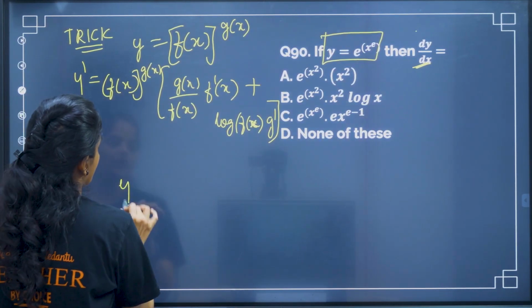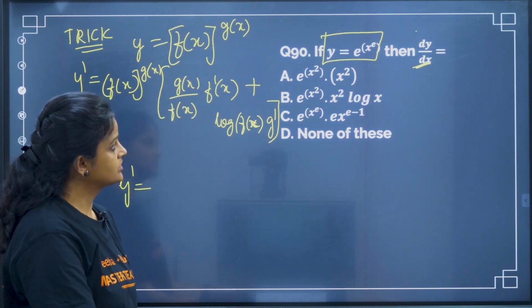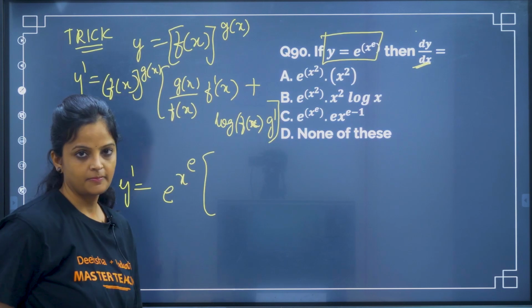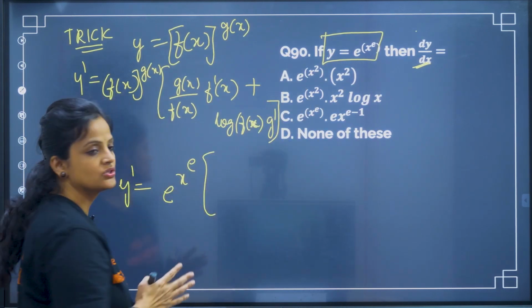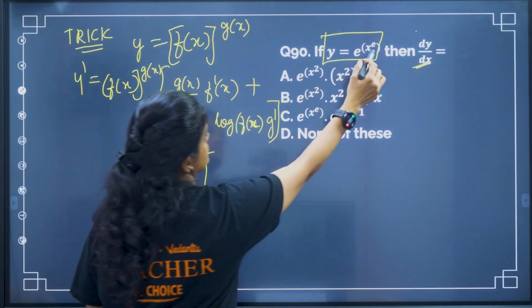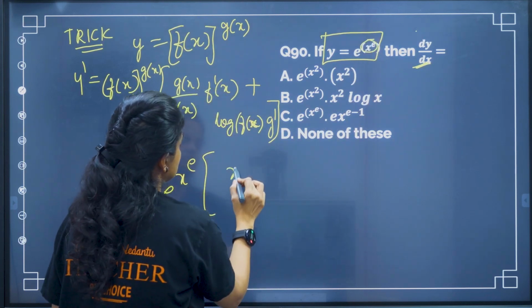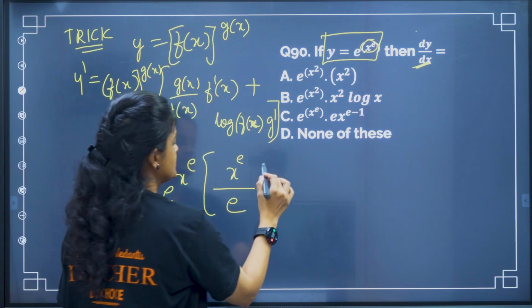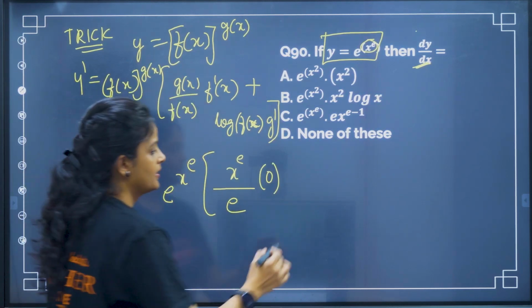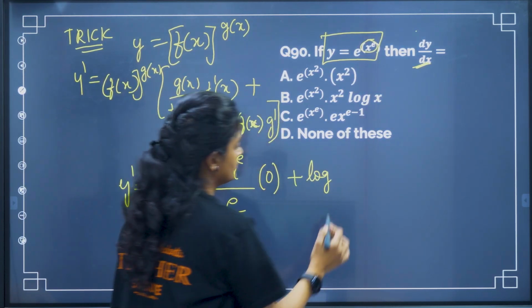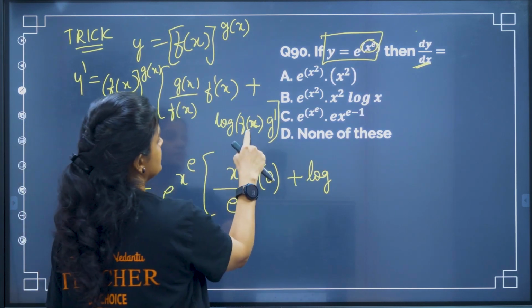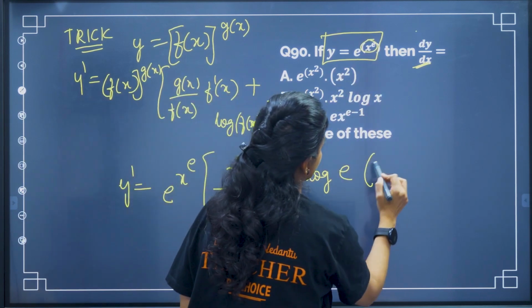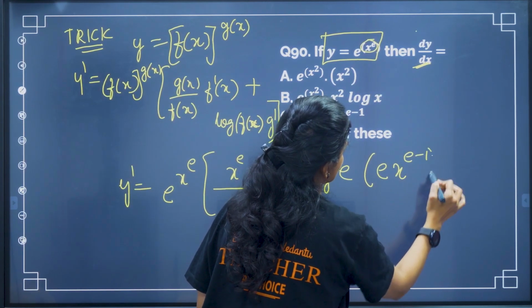Then see, y dash is equal to e to the power of x to the power of e. Then the function as it is you have to write. Now this is g of x, the power g of x divided by f of x is only e. Differentiation of that will be 0 plus log of f of x, that is e, and the differentiation of the power will give you e into x to the power of e minus 1.